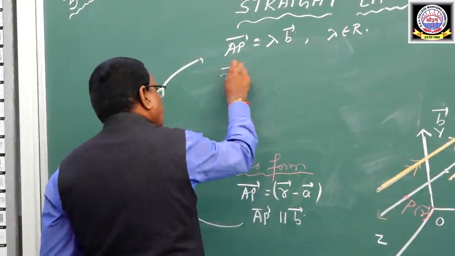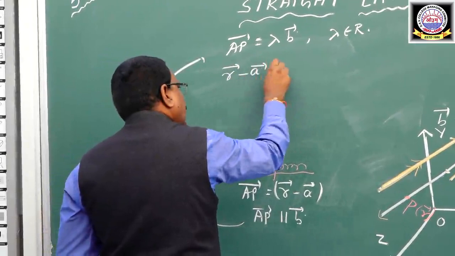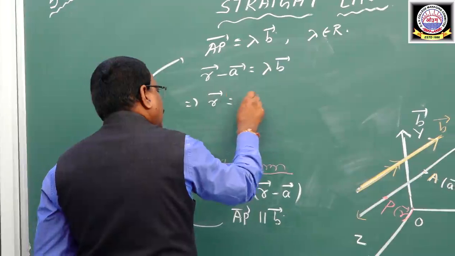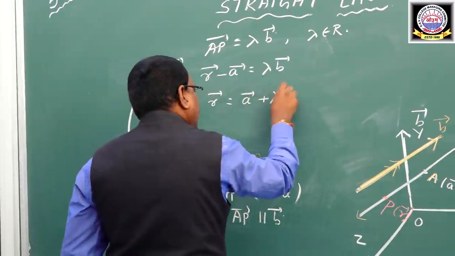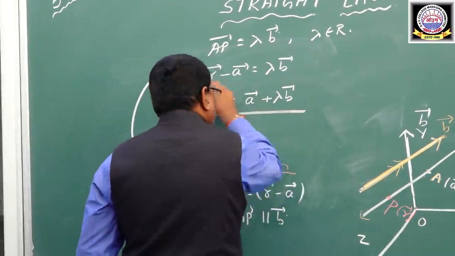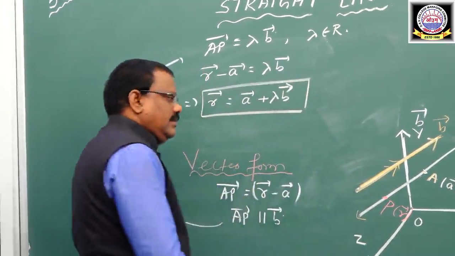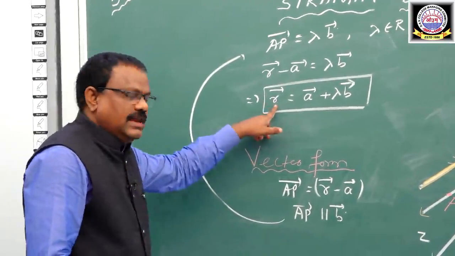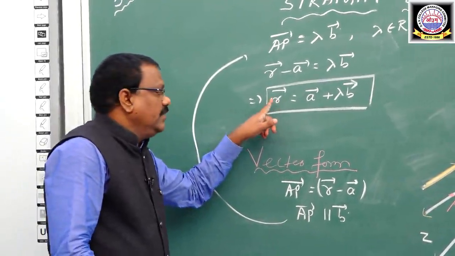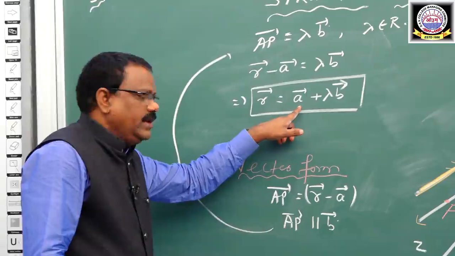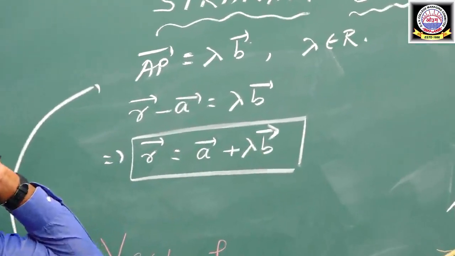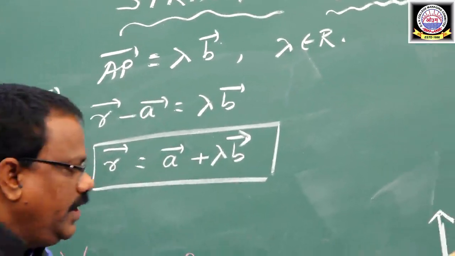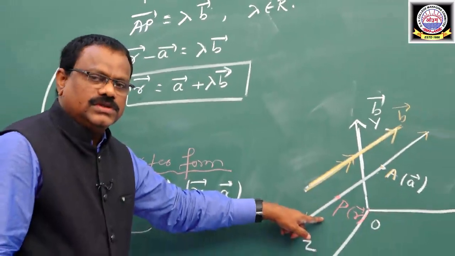So AP vector, meaning R vector minus A vector, is equal to lambda B vector. That is, R vector is equal to A vector plus lambda B vector. So this is the equation of the straight line in vector form in space: R vector is equal to A vector plus lambda B vector. Once again I am reminding you students, this is the one point form to find the equation of a straight line.